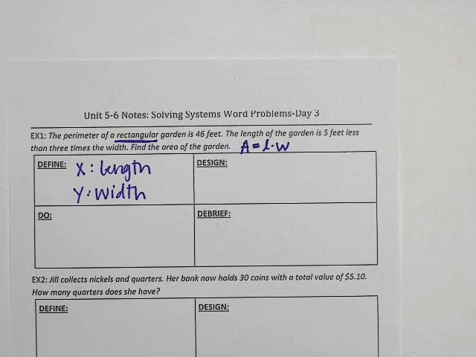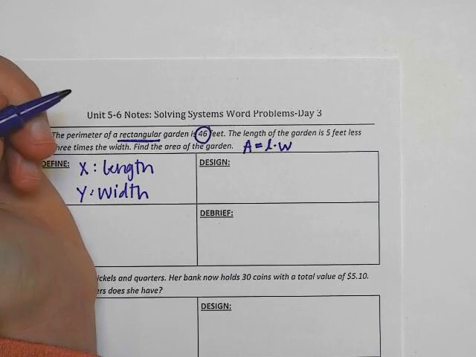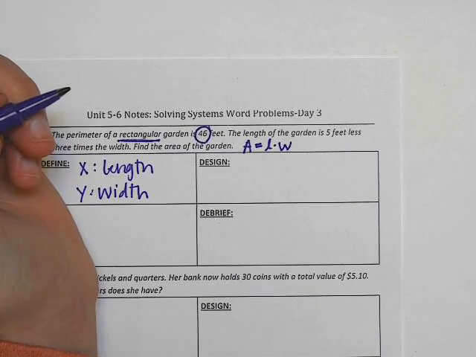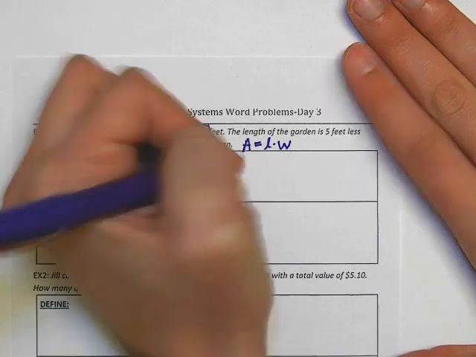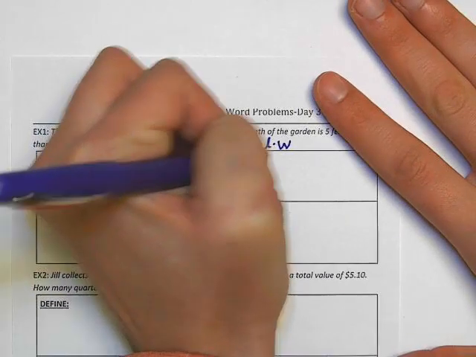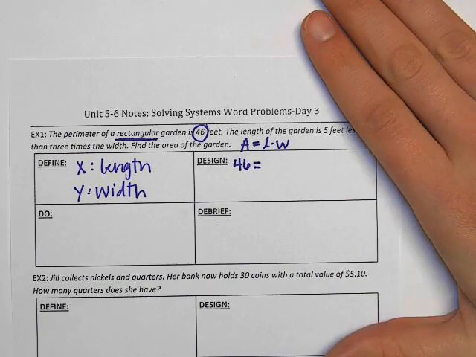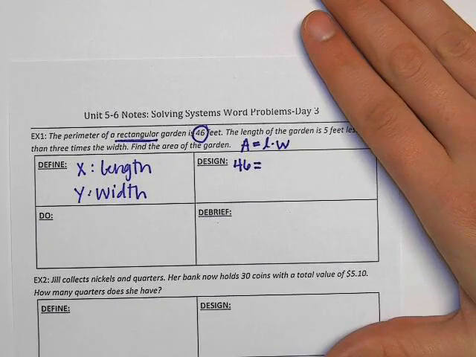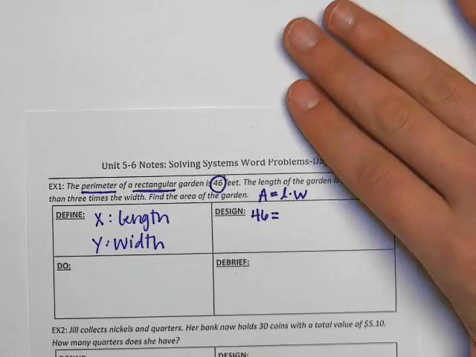Good. So the first sentence: the perimeter of a rectangular garden is 46 feet. What's important here? 46 feet. What is that? Is that the total? So I have a total here. So what's my equation going to start with? 46 equals. Okay, now what else is important in that first sentence? Perimeter. What does perimeter mean? All the sides added up.